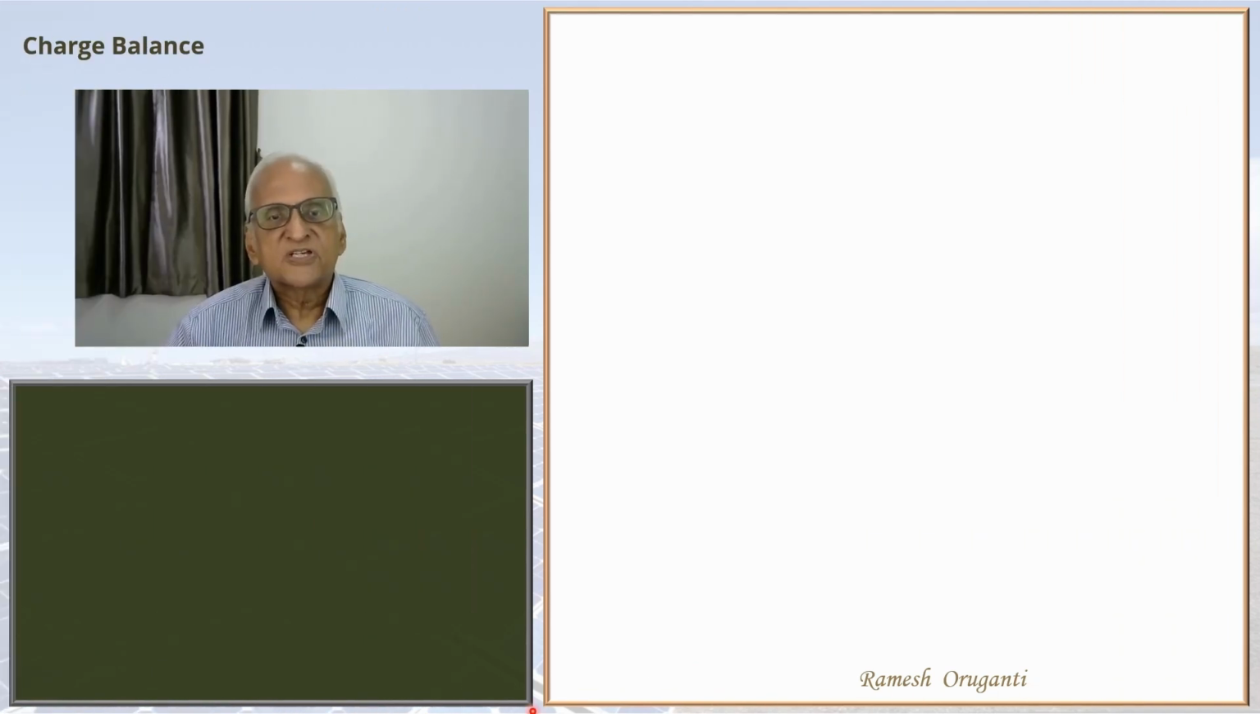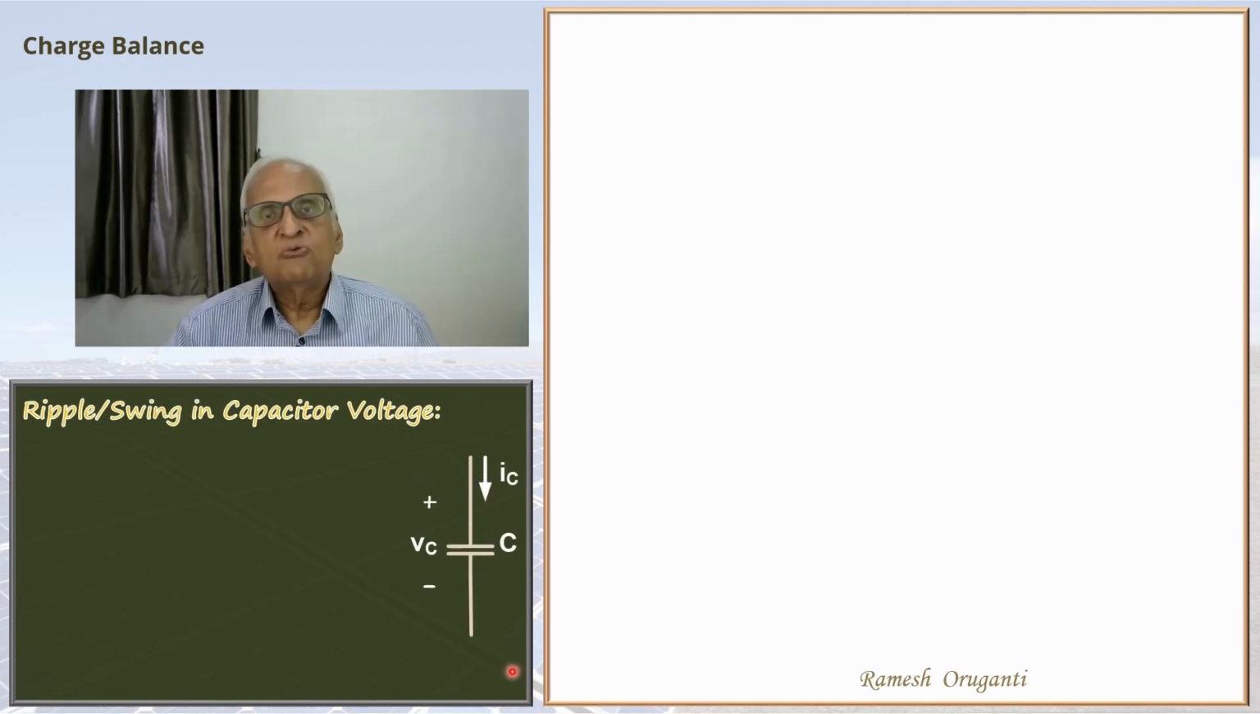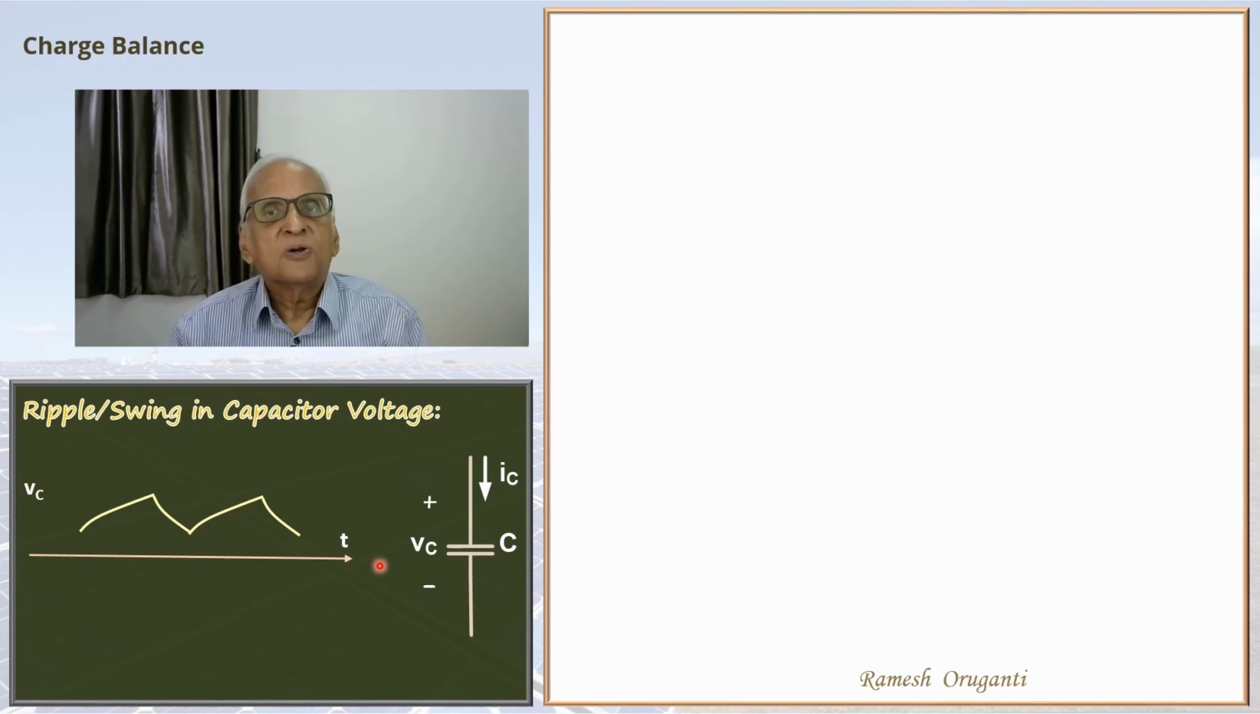A common use of charge balance is in determining the ripple voltage or the swing in voltage of a capacitor. This shows a typical capacitor voltage in a power converter. We assume that the circuit has reached DC steady state. That means the average voltage or the DC voltage is constant and remains constant. And the capacitor voltage waveform and the waveforms everywhere are periodic. T is the period of the waveform. This is the average voltage or the DC voltage of the capacitor.